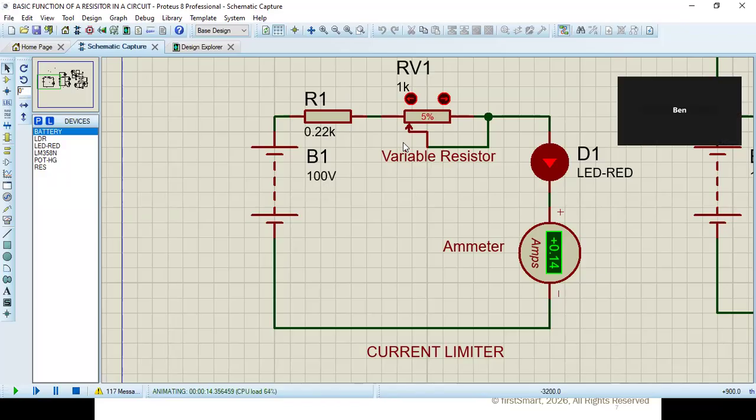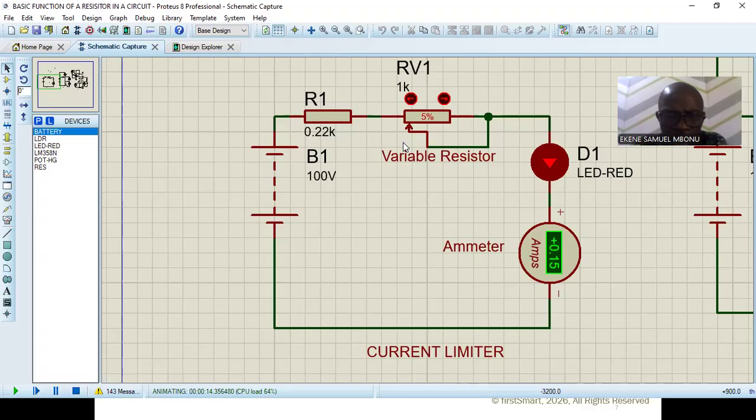Good evening, sir. When you increase the resistor, the current reduces. That is the ammeter reading reduces. But when you reduce the resistor, the ammeter reading, that's the current, increases. That's what I observed.